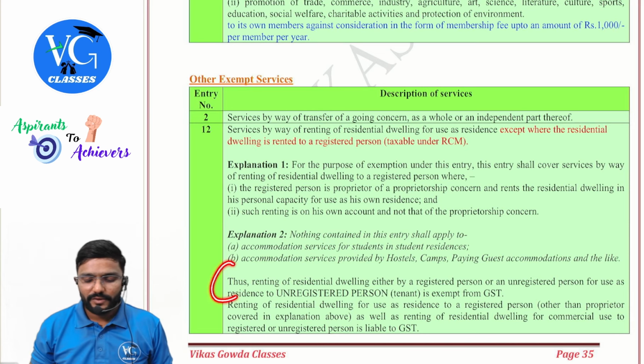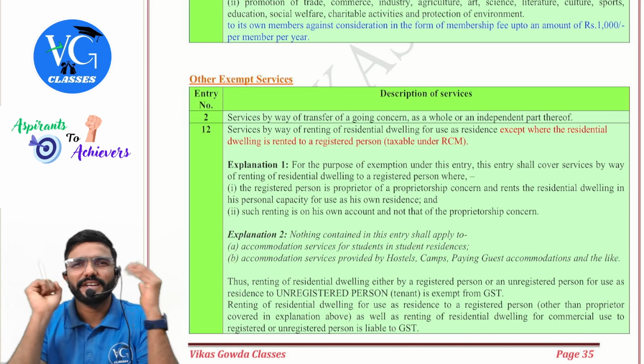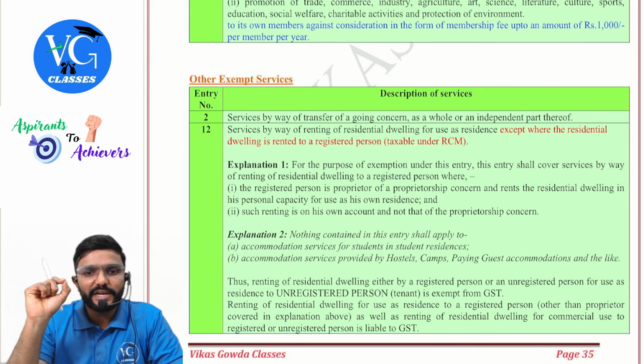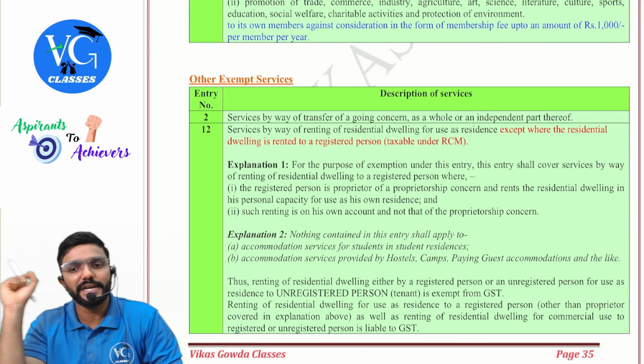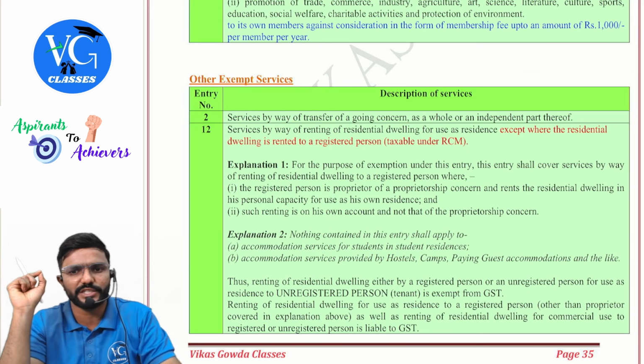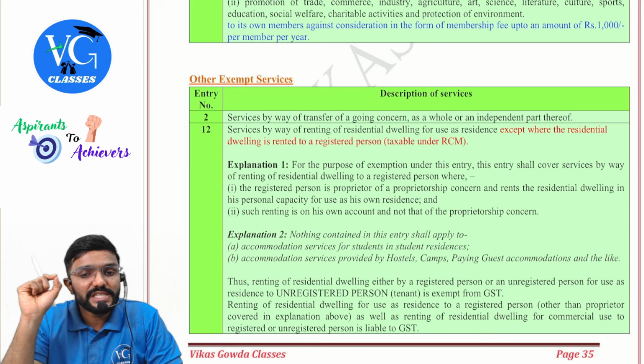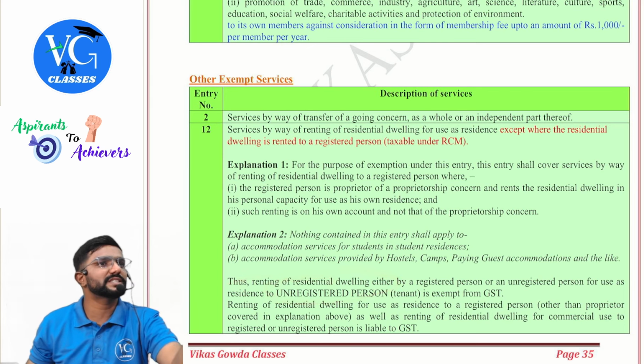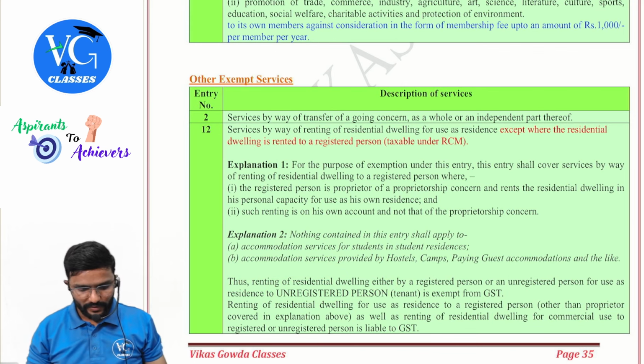Okay. So in simple, guys, for this entry, what is the clarity, sir? Give us clarity, sir. Thus, renting of residential dwelling either by a registered person or unregistered person, means owner is registered or unregistered, for use as a residence to an unregistered person is exempt. Means if tenant is unregistered, exempt. Okay.